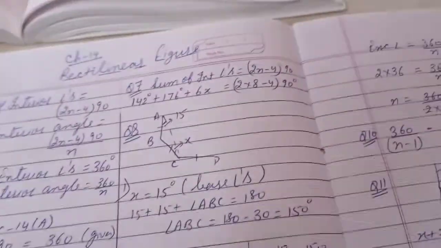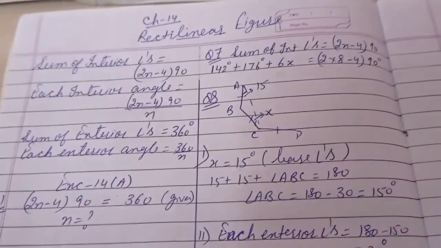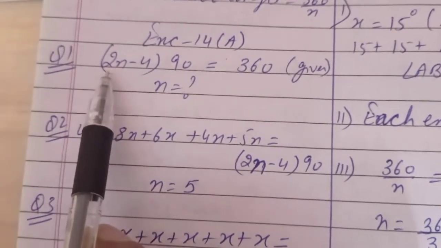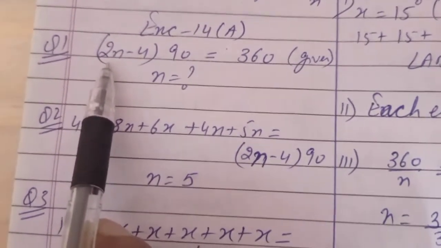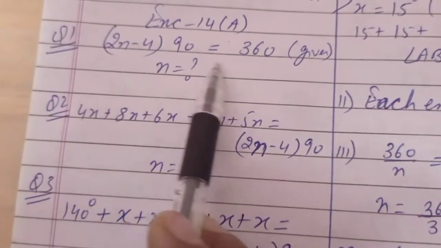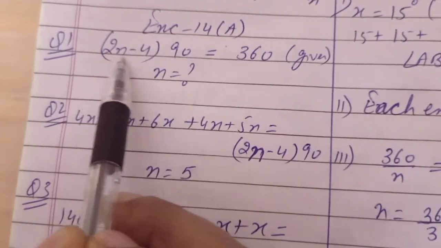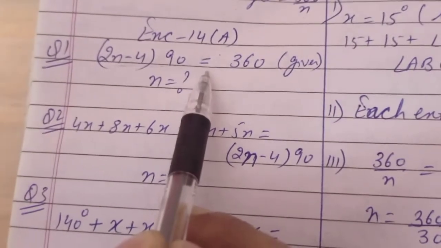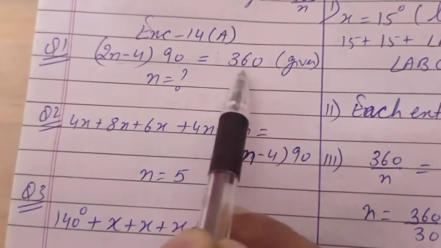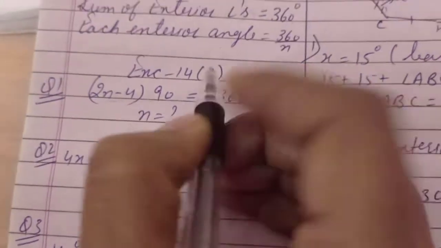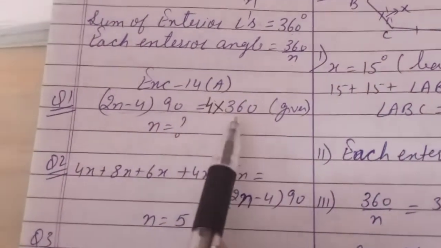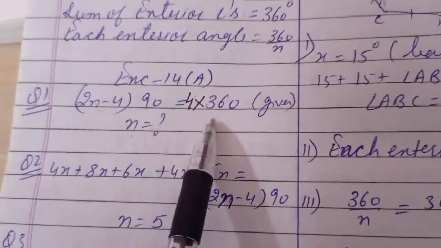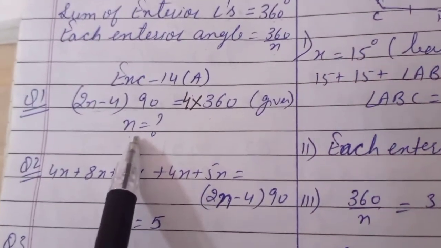Again I am telling you, go through the properties, then you can very easily solve all the questions. First question: the sum of interior angles of a polygon is 4 times the sum of exterior angles. Find the number of sides in the polygon. The sum of interior angles is (2n minus 4) into 90, equal to 4 times the sum of exterior angles, which is 360. So 4 multiplied by this. You can open the bracket or take 90 over here, and find the value of n, the number of sides.